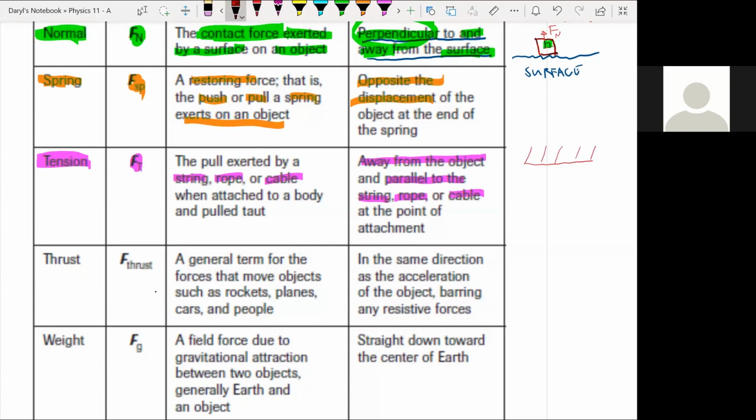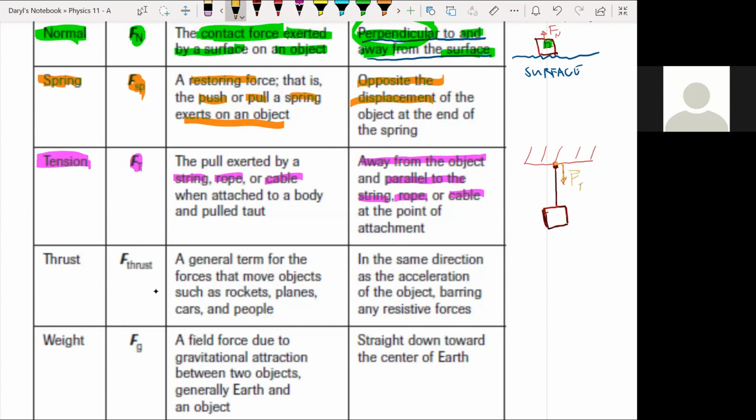So usually, let's say I have an object, and then I have the string downward. Then let's say, for example, I have an object being attached here. If I look here, there's a tension from there going downward. Again, the point of attachment is this one here. So the force is downward. That would be my Ft.